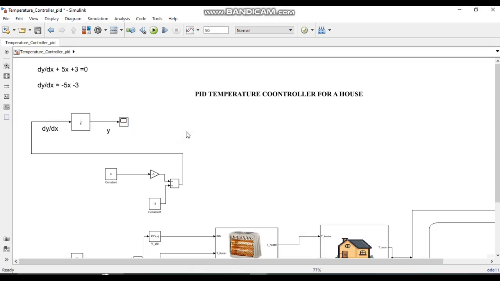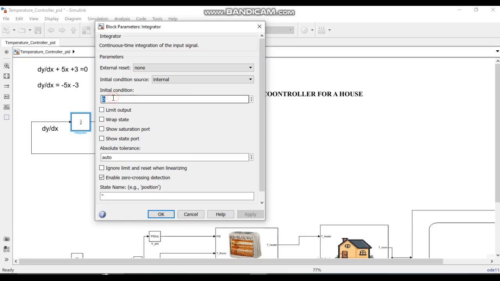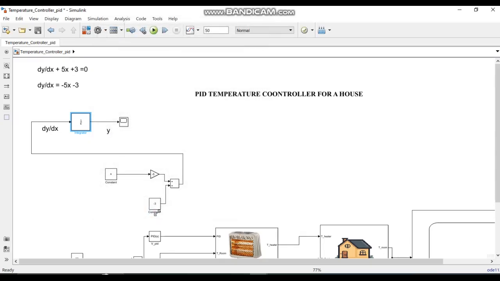There you have it. Okay, so now you have solved the equation, right? So how do you visualize the answers? We have to set an initial value for our integral. Let's say it's 20. I don't know what kind of equation you are solving. So we have set our initial condition as 20, right?